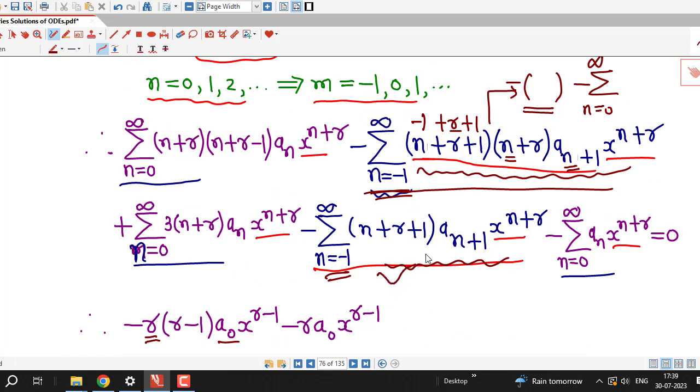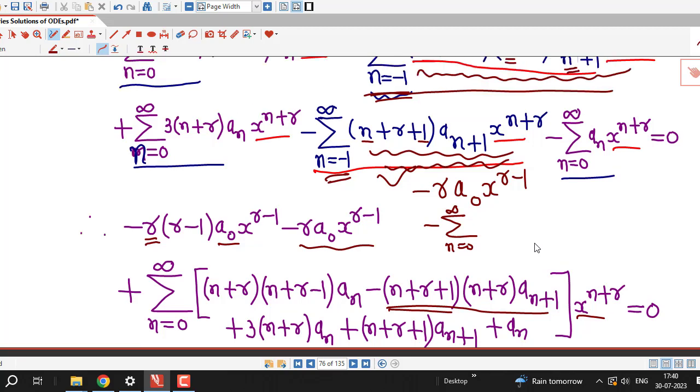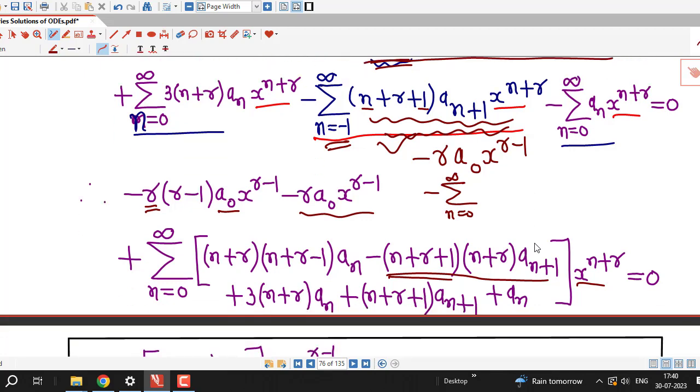Similarly, from this, if I take n equal to minus 1, I will have negative of r. For n equal to minus 1, I will have r here, this is a0, and x raised to r minus 1. So that quantity is written here, and this summation will be equal to this quantity minus sigma n equal to 0 to infinity, and this quantity n plus r plus 1, a n plus 1, x raised to n plus r.